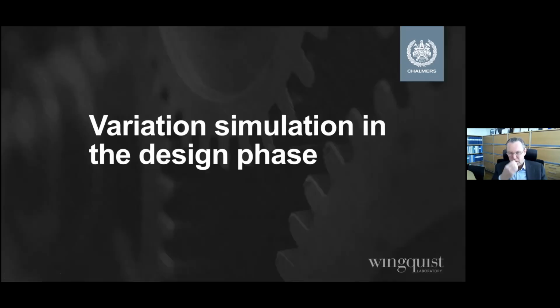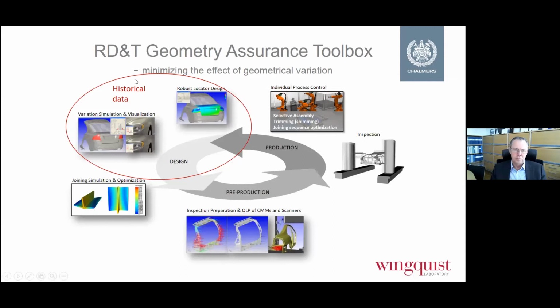So how can we use simulation in the design phase? That is basically what we have been doing for many years now. In the design phase, before we go into production, typically we don't have the production data, but we still want to do simulations. So we use historical data. Of course, we use inspection data or production data from similar processes to do estimations or simulations that are fairly good.